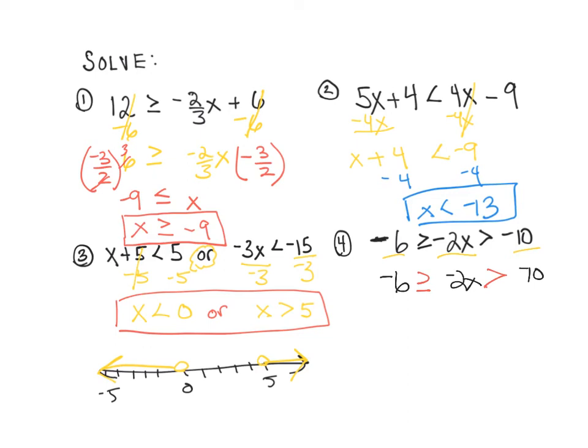And so since I want this x here by itself, that means I need to get rid of this negative 2, which means I'm going to divide by negative 2. And that means I must divide all the parts by negative 2. And when I divide by a negative, I must switch the direction of the inequality symbols.